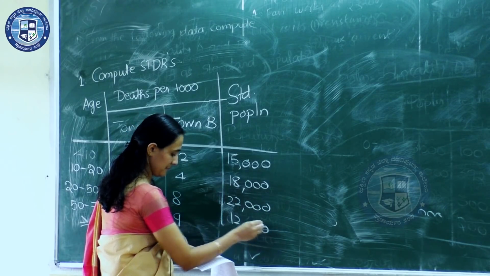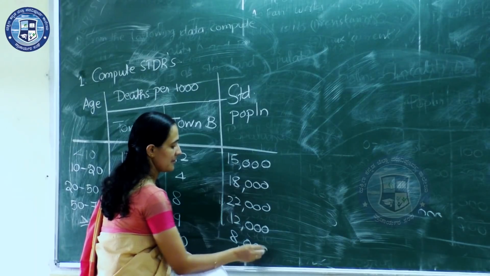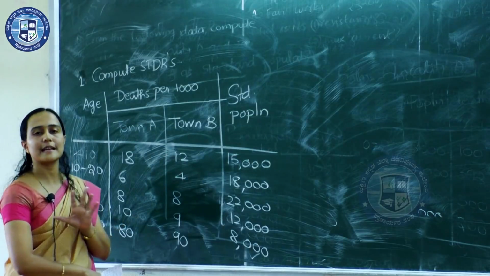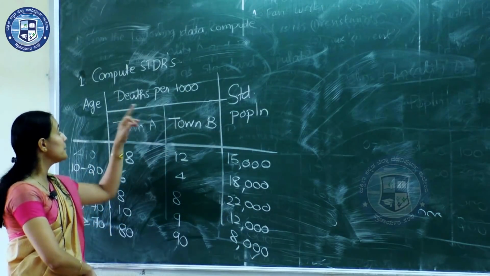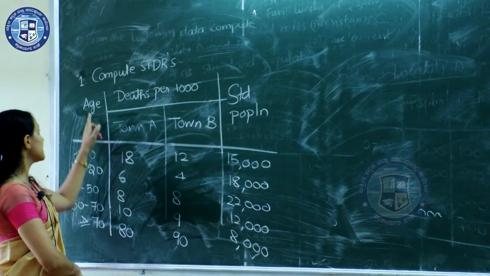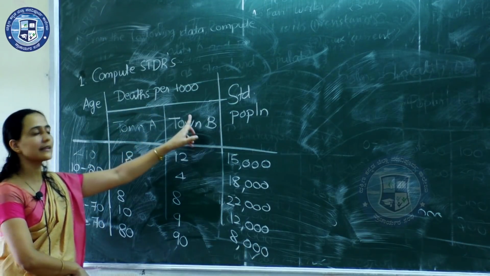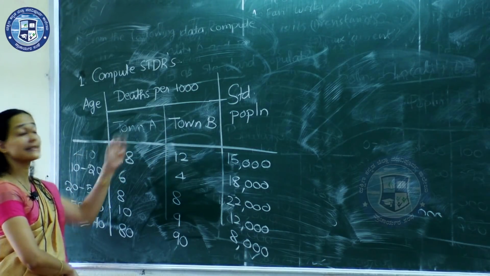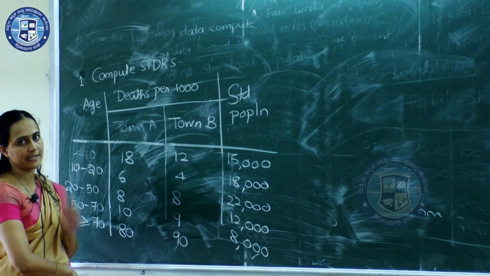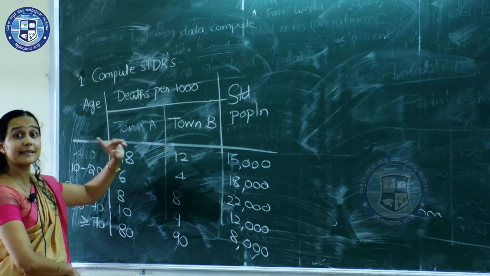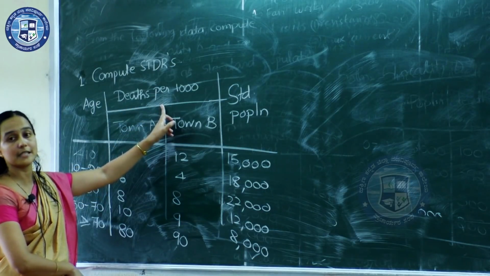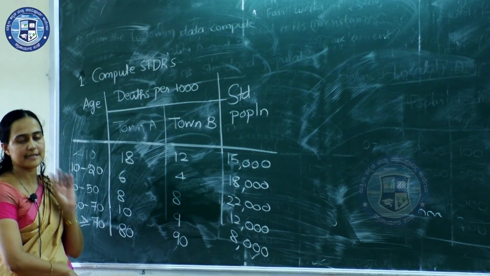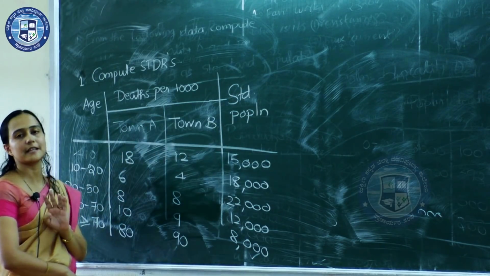12,000, then 8,000. One thing you have to remember: this third type of problem is usually asked for a 5 marks question. Compute STDRs and comment. Deaths per 1000 in a particular age group is itself the age specific death rate. Sometimes death rates or deaths per 1000 is given, and that is the age specific death rate itself. No need to compute the age specific death rate again.